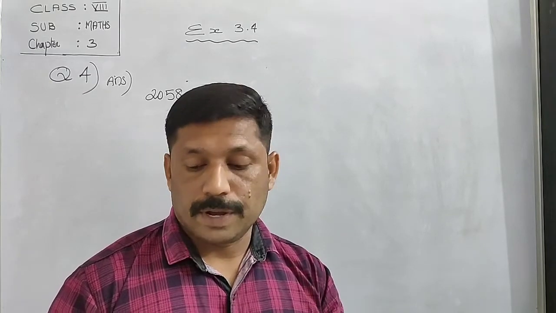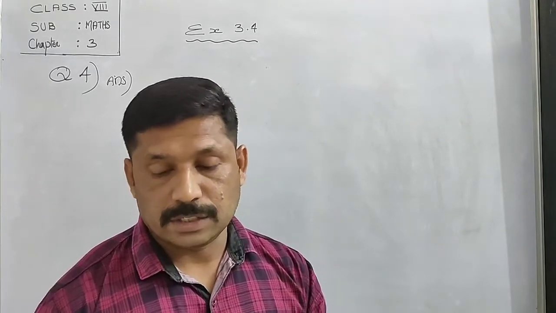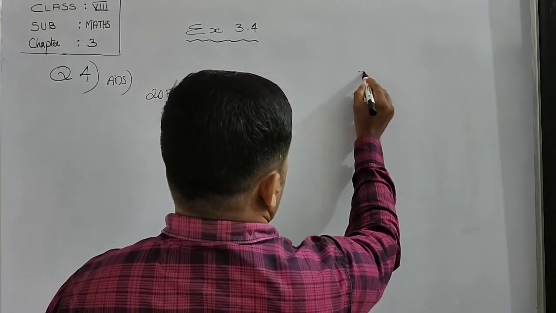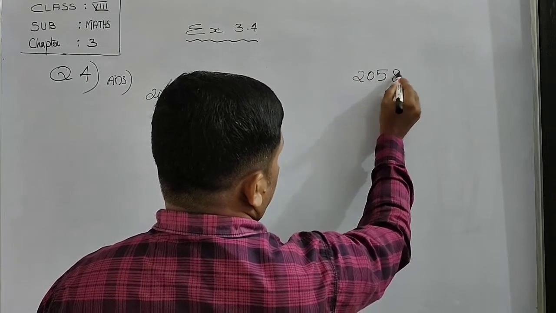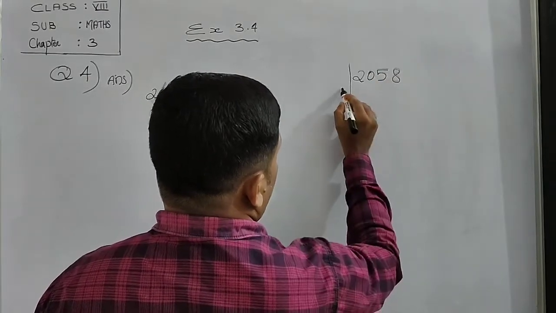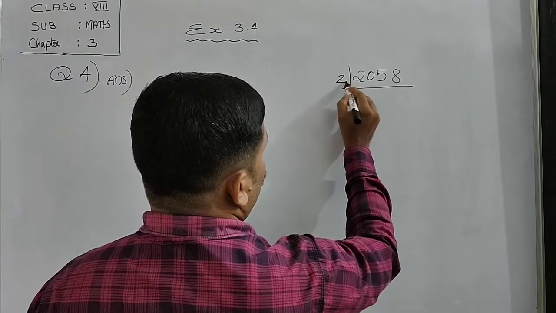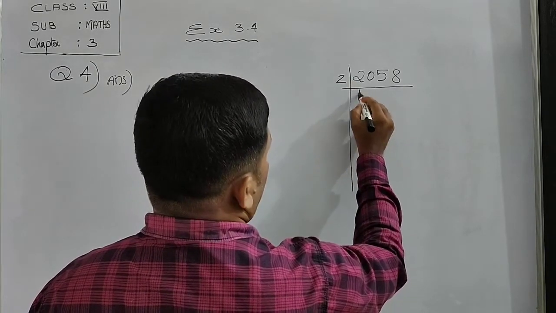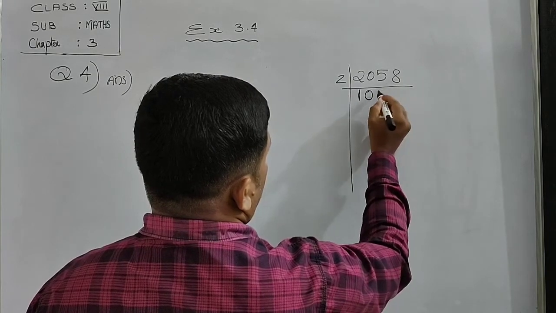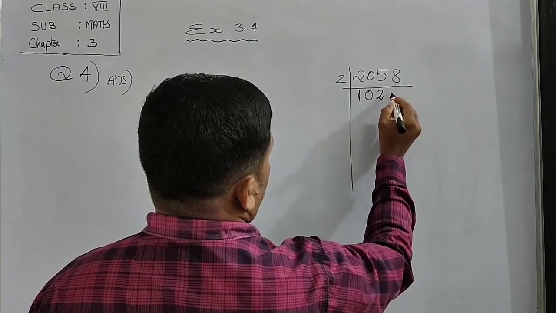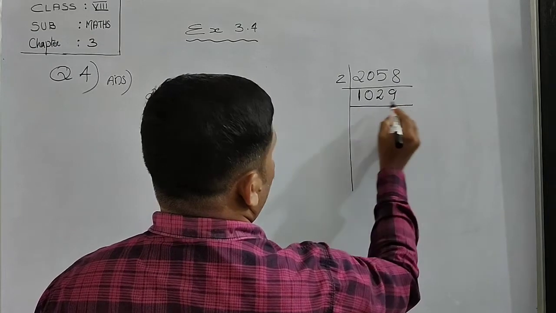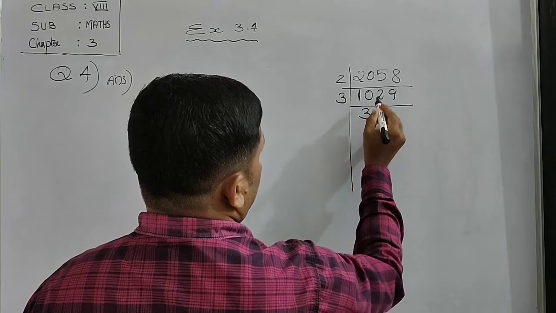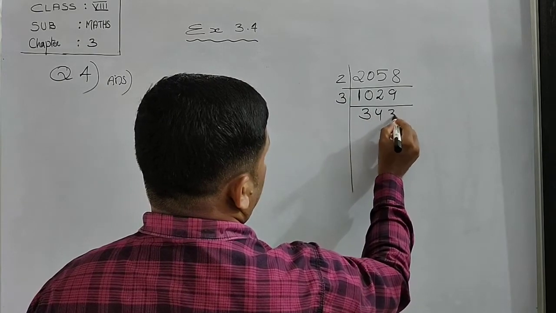So first of all we are going to factorize this number. The number is 2058. When we factorize, we can factorize by 2. 2 ones are 2, 2 twos are 4, and 2 nines are 18. Now we cannot factorize by 2. We can factorize by 3. 3 threes are 9, 3 fours are 12, 3 threes are 9.